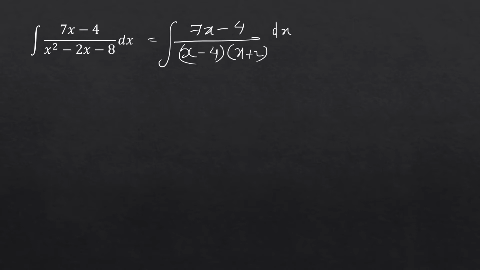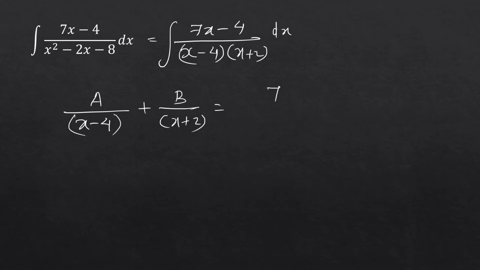So this is what we have got. You can check it by yourself. If you multiply them, you will get x square minus 2x minus 8. All right, so the next step is that we want to write it in the form a over x minus 4 plus b over x plus 2, and ultimately this has to be equal to 7x minus 4 upon x minus 4 times x plus 2.